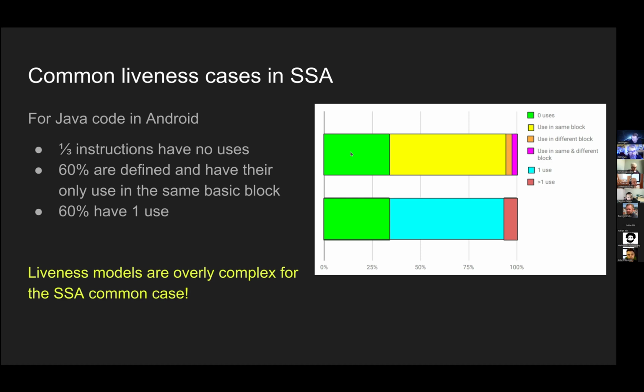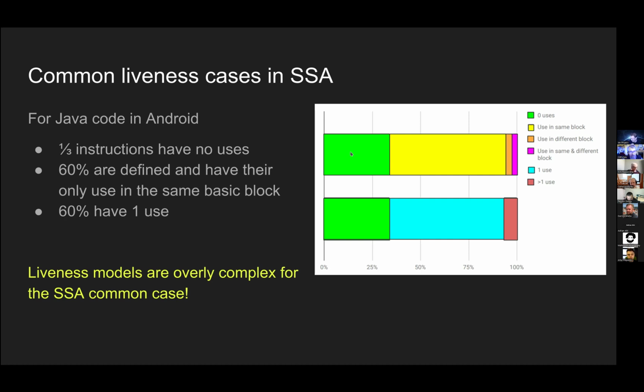So a third of instructions have just got no uses. So why do we need an interval with them? 60% of instructions are defined and have their only use in the same block. So you create a value, a constant, and the only use of that constant is in the same basic block.